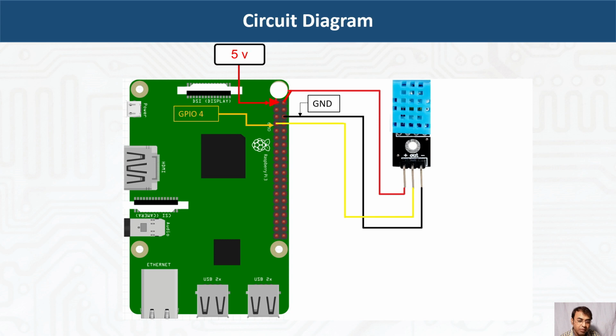This is the circuit diagram. Guys, you can see that this is the DHT11 sensor. It has 3 pins. One is positive, that is VCC, connected to 5 volt. Then the black one is the negative, connected to ground, and the middle one, the data pin, is connected to pin number 4.